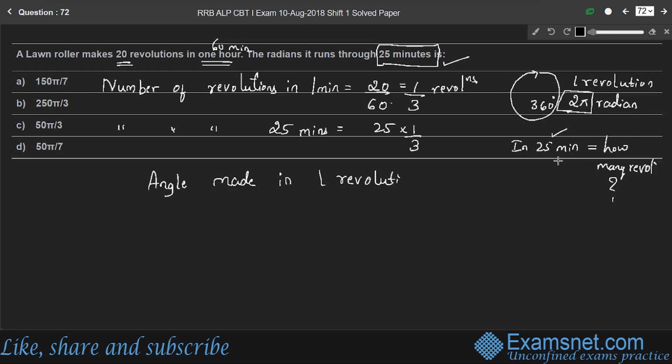So in one revolution, a roller can make 2 pi radians of angle. That is 360 degrees, right? In terms of radians, they are asking. So in one revolution, the angle made is 2 pi radians.